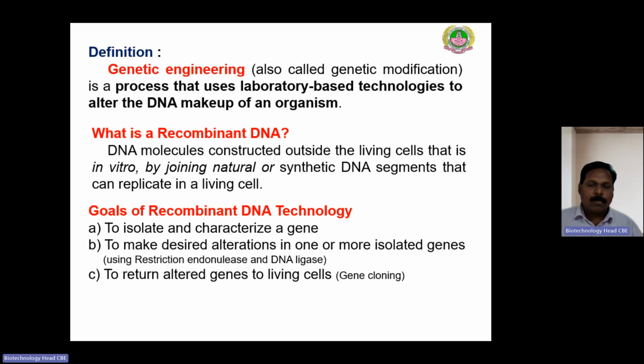the recombinant proteins. The objectives or goals of this recombinant technology is to isolate and characterize a gene and to make desirable alterations in one or more isolated genes by using the DNA manipulative enzymes, more particularly the enzymes like restriction endonucleases as well as DNA ligases. The third objective is to return the modified or altered genes back into the host or living cells to propagate the cells containing the recombinant DNA to express the foreign protein or recombinant proteins coding for the target genes which we have mobilized. This is also called gene cloning methods.